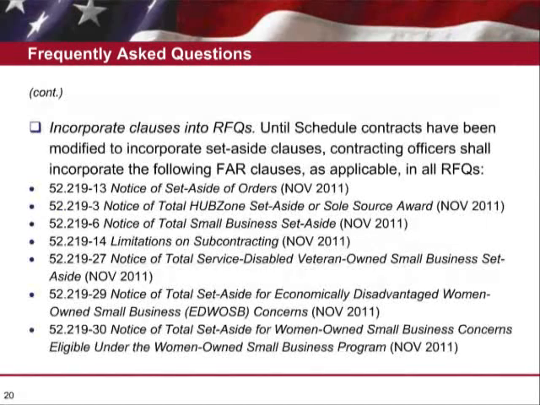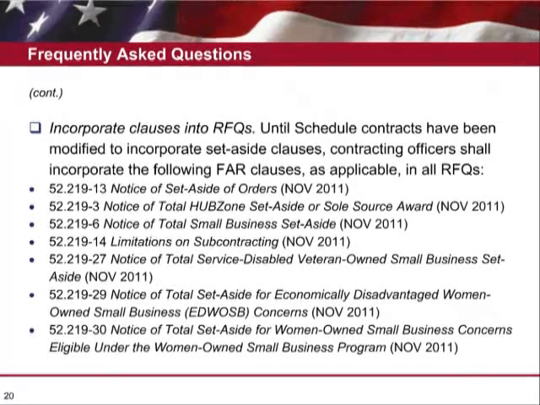The second step is kind of a temporary step. You won't always have to do it. Agencies won't always have to do it. It is incorporating the applicable clauses into the RFQs. Now, GSA is in the process of modifying all of its scheduled contracts to incorporate the set-aside clauses. But as you can imagine, with about 19,000 scheduled contracts, that is going to take a while.